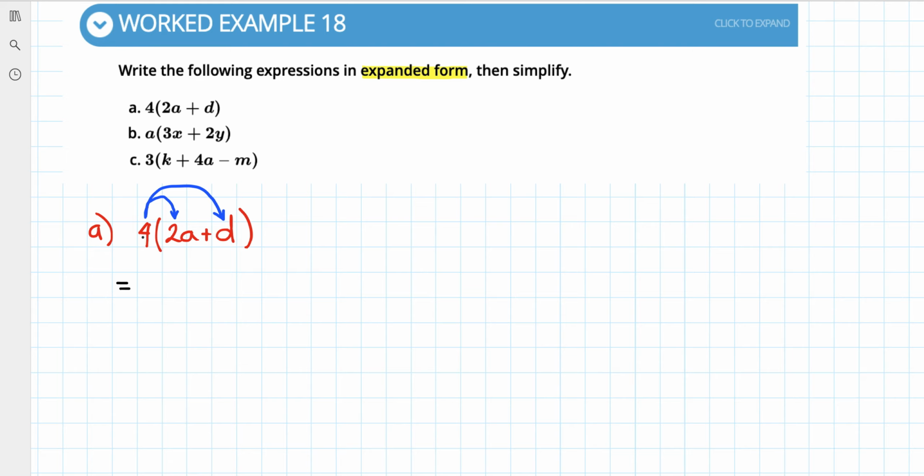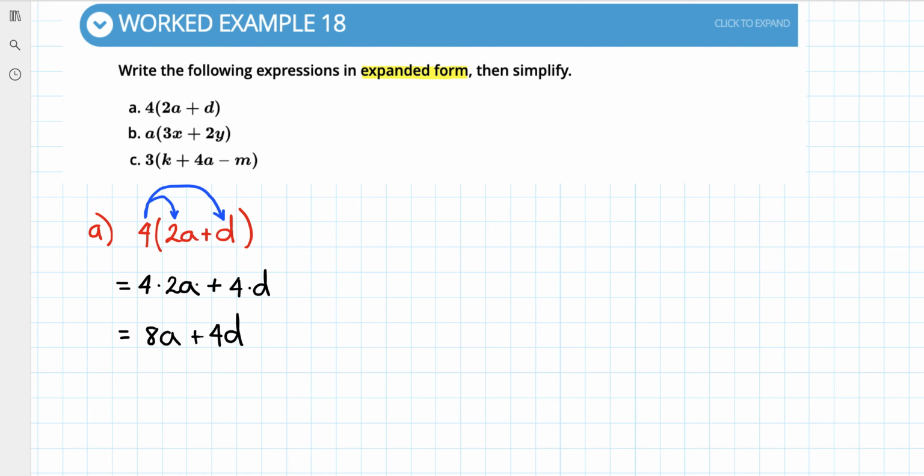So what is happening here? 4 is multiplying 2 times a. So they want you to write 4 times 2a. Okay, that's what it means when they say expanded form. So you're expanding, you're opening the brackets. Then plus 4 times d. So you're going to write that 4 times d. And then you're going to simplify it. When you simplify it, 4 times 2a is going to be equal to 8a plus 4d. So that's the answer for the final one.